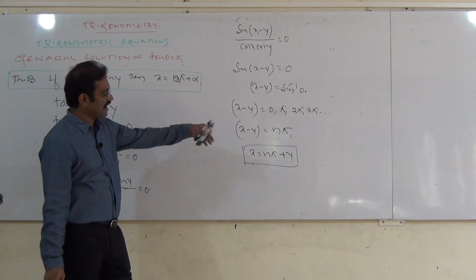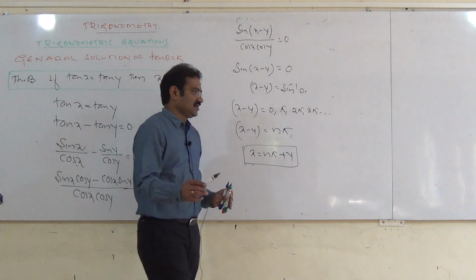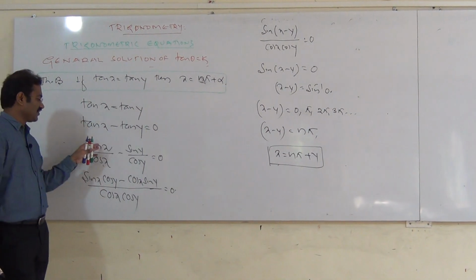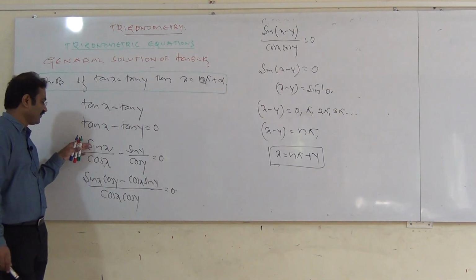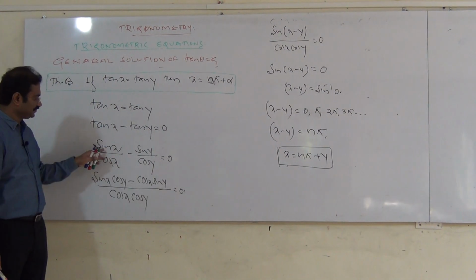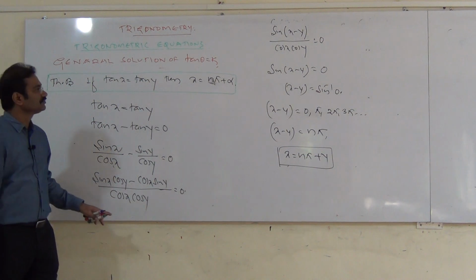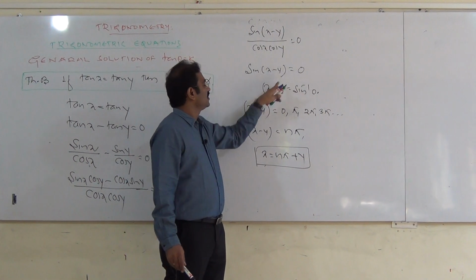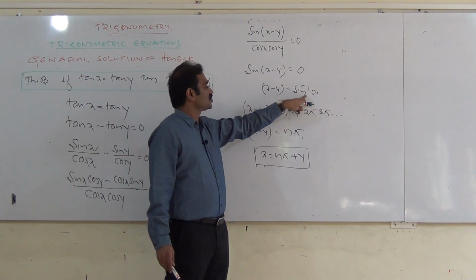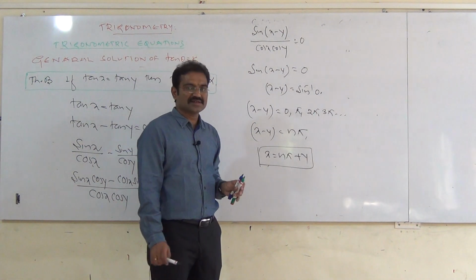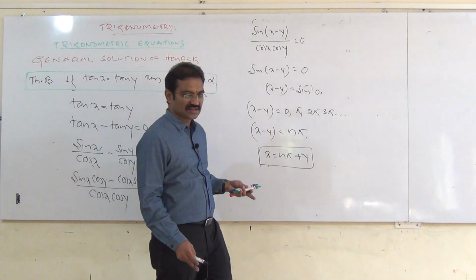Very simple, direct. If you want the explanation: tan x equal to tan y, tan x minus tan y. We write sin x by cos x, sin y by cos y, LCM, cross multiplication. Now it is sin a cos b minus cos a sin b, that is sin of a minus b. So when x minus y is equal to 0, sin inverse of 0, pi, 2 pi, 3 pi, integral multiple of pi, x is n pi plus y. Therefore, this is the solution.